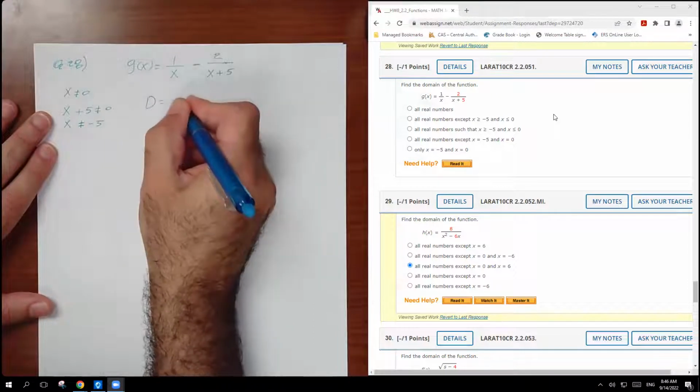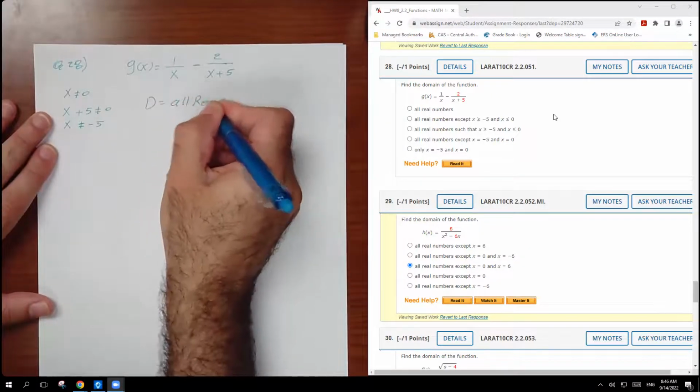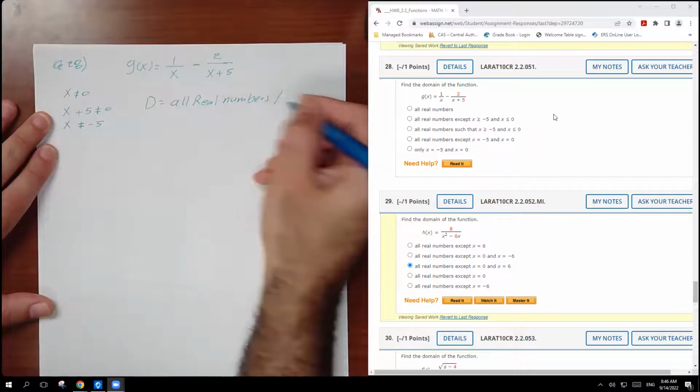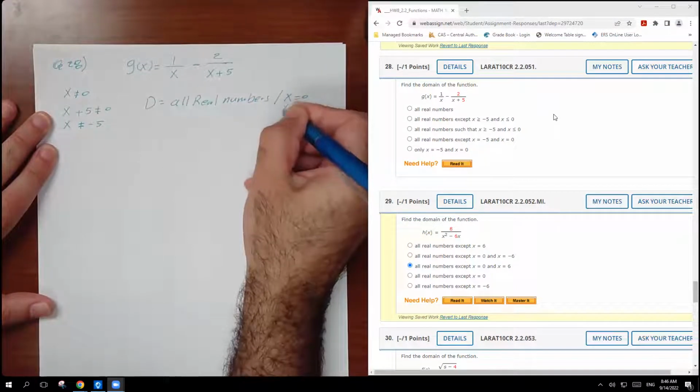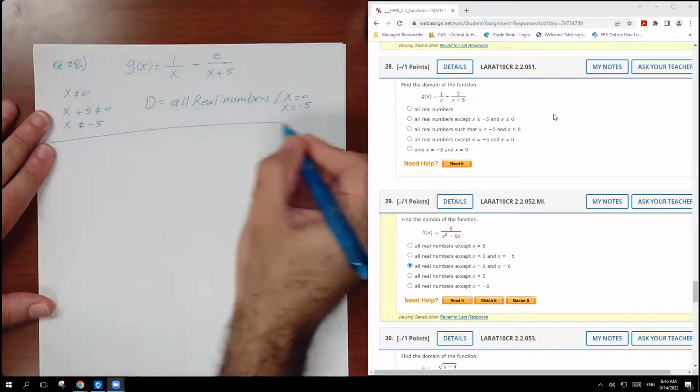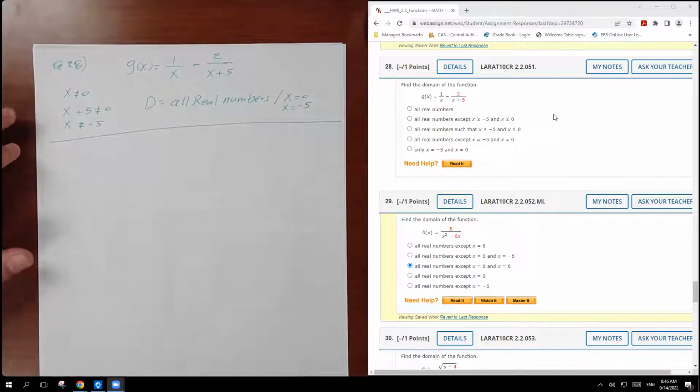So the domain is going to be all real numbers except x equals 0 and x equals negative 5. I can't choose these two numbers. That's it for this question. So all real numbers except negative 5 and 0. That means this is the right option. You see this one, only x equals negative 5 and x equals 0, this is the wrong option. We can choose all numbers except these two numbers.